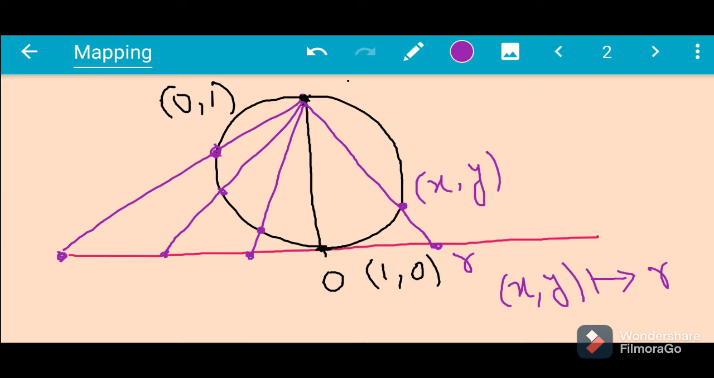Now the only line, the tangent at this point, will not touch any real number. So we say that this point (0, 1) maps to infinity. We will discuss it afterward, but let me discuss it now.